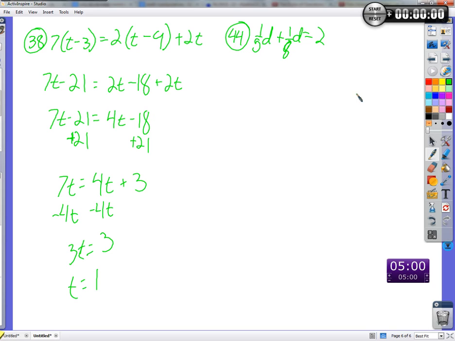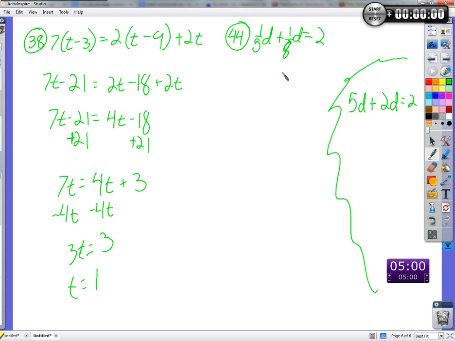Let me say it this way. If this was a 5D plus a 2D, completely different problem, what would you do with these two before? Let's combine like terms, right? They're like terms. Are these like terms? Yeah, these are like terms. What's the difference? Well, we have fractions, and therefore we need to find a common denominator. Very good. Okay, what's that common denominator going to be?